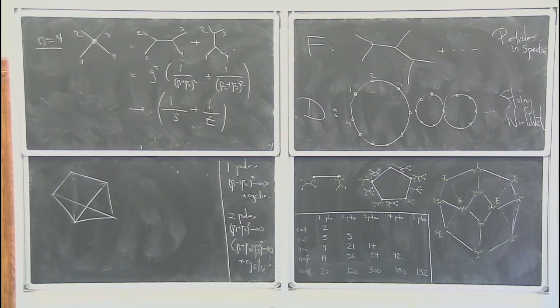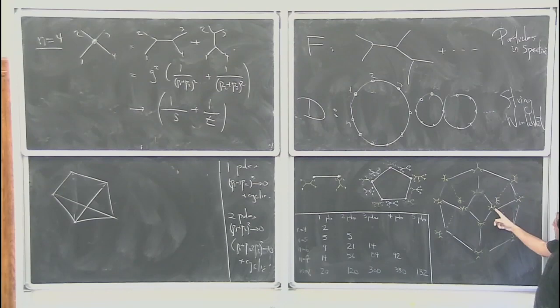Now probably our experimentalist's imagination would run out at this point to just draw it. But in fact, it's possible. And here it is. It's a much fancier looking shape. This is called the associahedron. In general, if we have n particle scattering, it's an n minus three-dimensional associahedron.